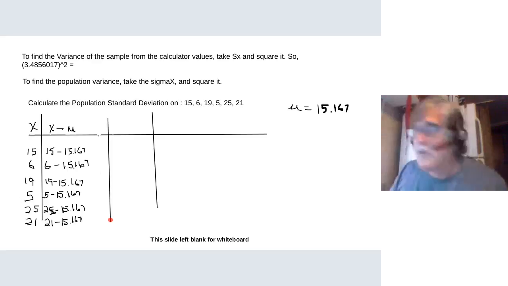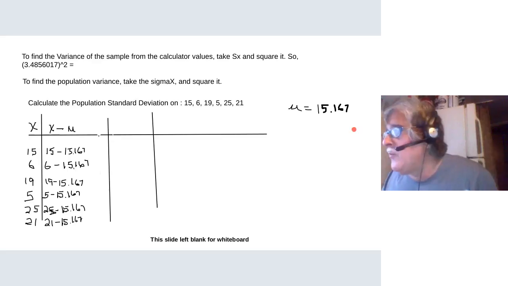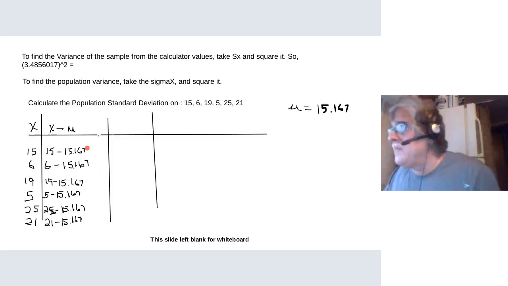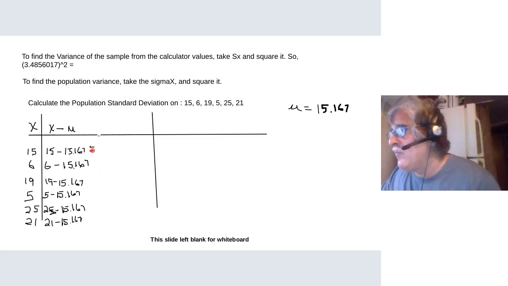All right. So then what's this going to be? So this is just, I'm going to have to, I'm just going to leave and put the thing over here. So, that's negative 0.167. All right.